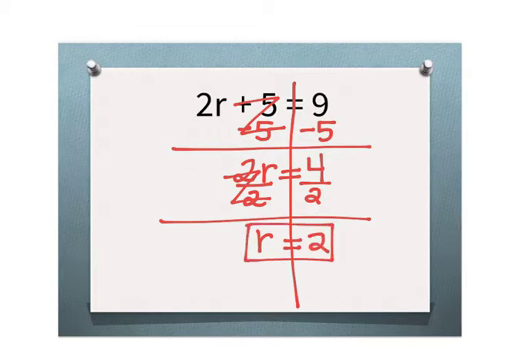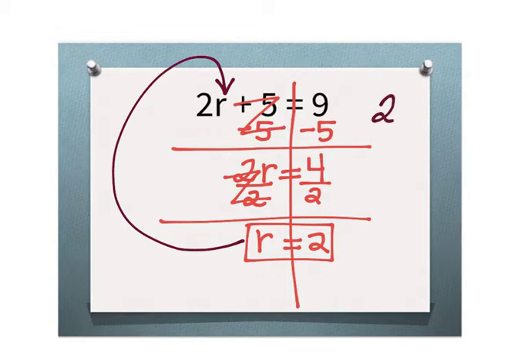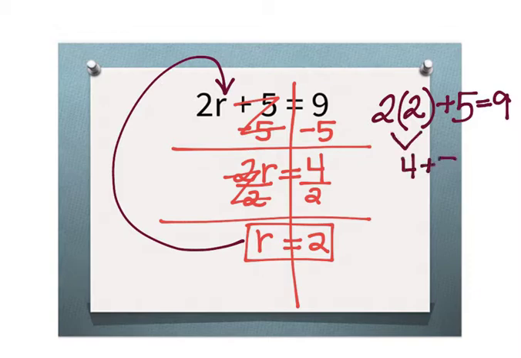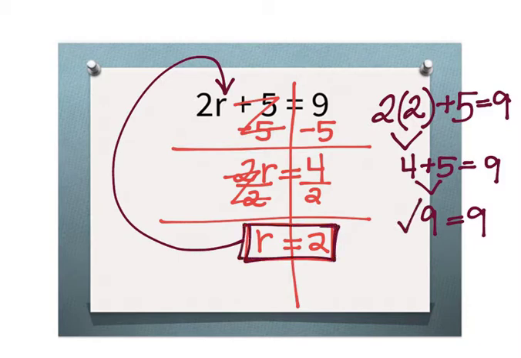That's the answer that I got, but remember, we're always going to go back and check it just to make sure. I'm going to plug this 2 back in where r is. I'm going to substitute it there. So I'm going to rewrite it over here. 2, instead of r, I got 2 as my answer, plus 5 equals 9. Let's see if this works. I'm going to use regular PEMDAS. 2 times 2 is 4. I still have plus 5 equals 9. 4 plus 5 is 9 equals 9. 9 equals 9. That is true. That means that this answer is correct.